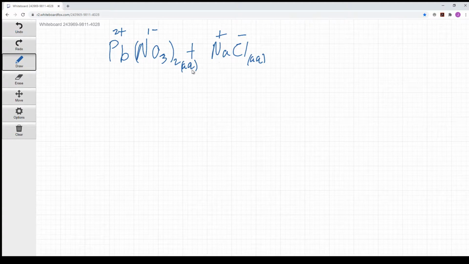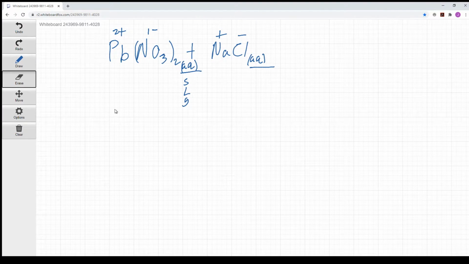Another thing to keep in mind too, I've got this little label here, AQ. All AQ means is aqueous, which means we have a solution of this. The other possible little labels you're going to see are for the 3 phases of matter we'll be dealing with, so either solid, liquid, or gas. And again, that's just going to tell you what exactly you have going on.